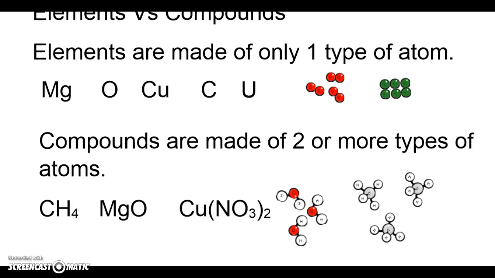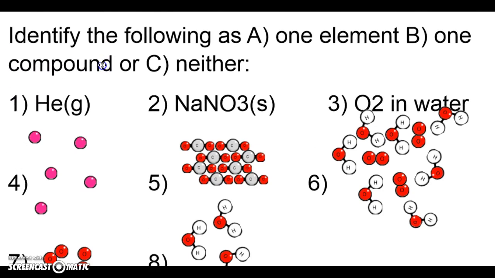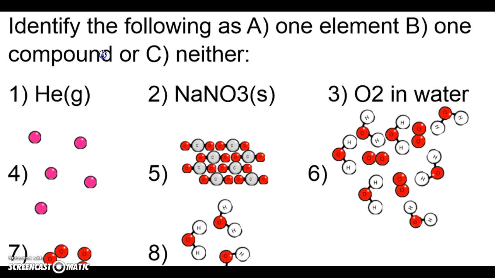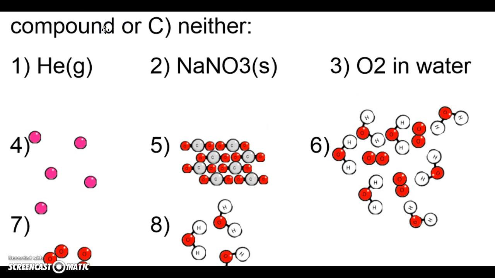So let's see if you can identify elements versus compounds. For the items below, go ahead and identify it as A, one element, B, one compound, or C, neither. Go ahead and pause, try this out.